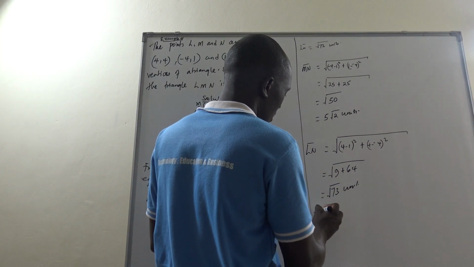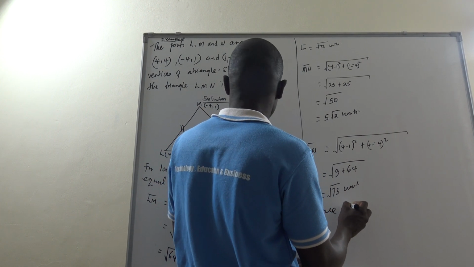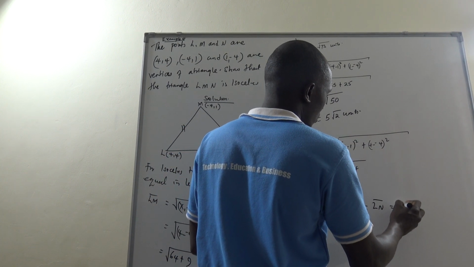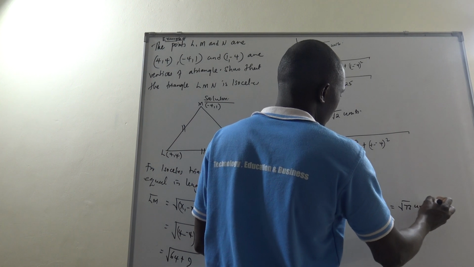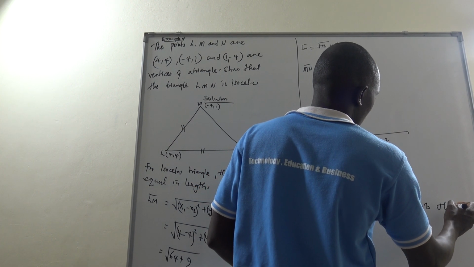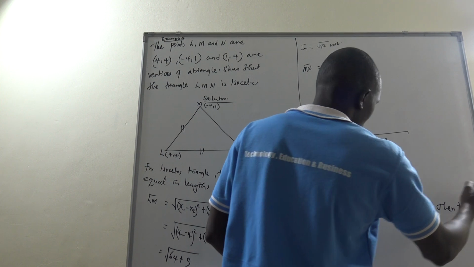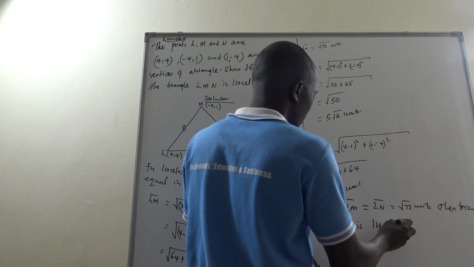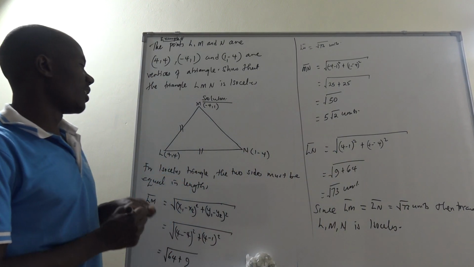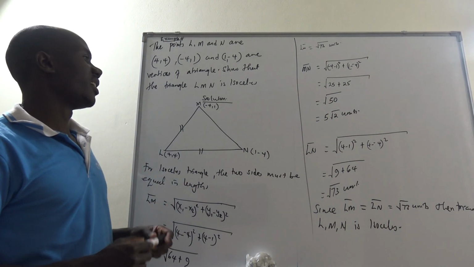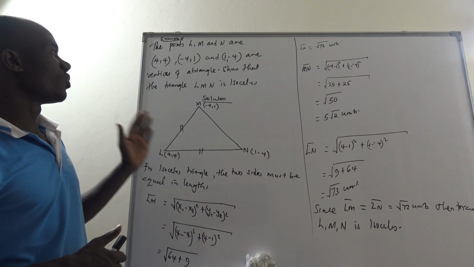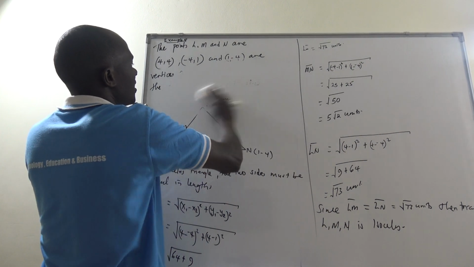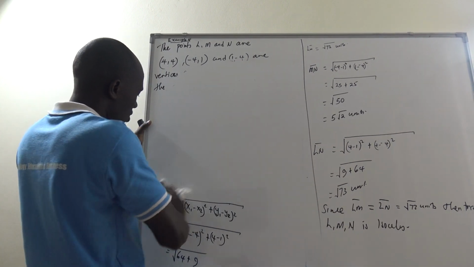You can say since the length of LM is the same as the length of LN, which is equal to root of 73 units, then triangle LMN is isosceles. And you have seen that rule. But the moment you hear that the two sides are not equal, don't go ahead and conclude that they are isosceles. So for isosceles, the two sides must be equal. So that's what we wanted to look at, as we are now going to embark on a new topic.